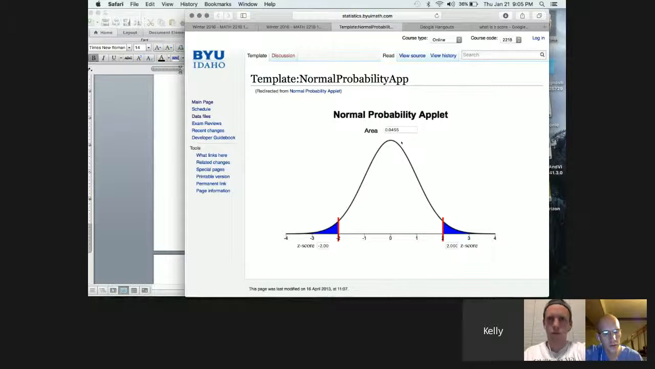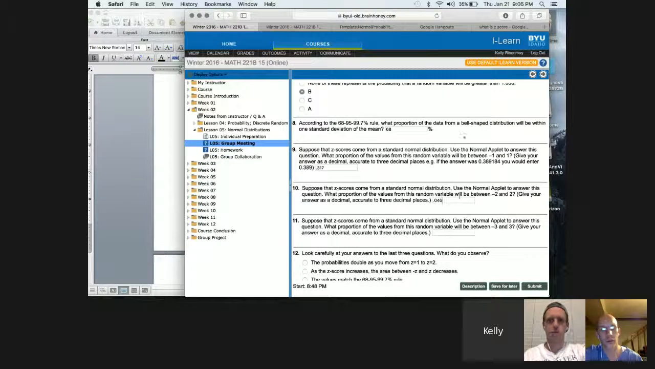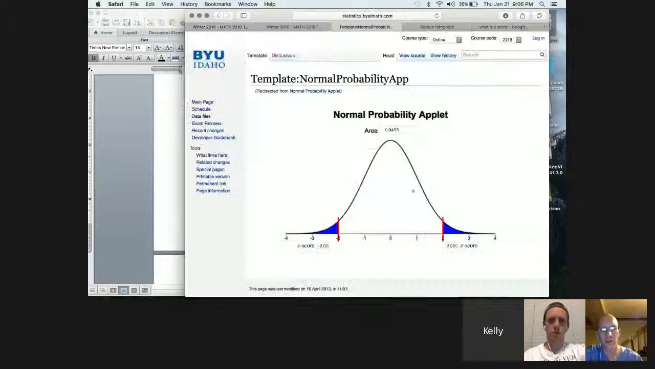0.0455. Yes. All right, so 0.046. And the same thing for... That can't be right. Yeah, because it's bigger. Oh, but we're looking at the blue. Yeah, the blue, that's right. The area should be 97.72. Oh, never mind. I've got to remove it.